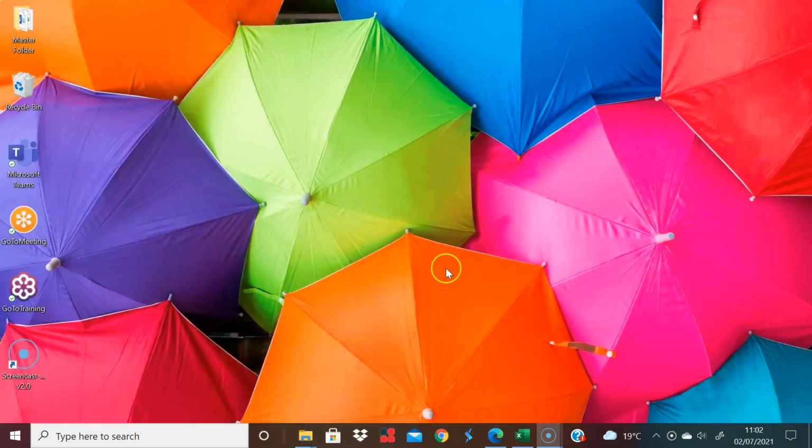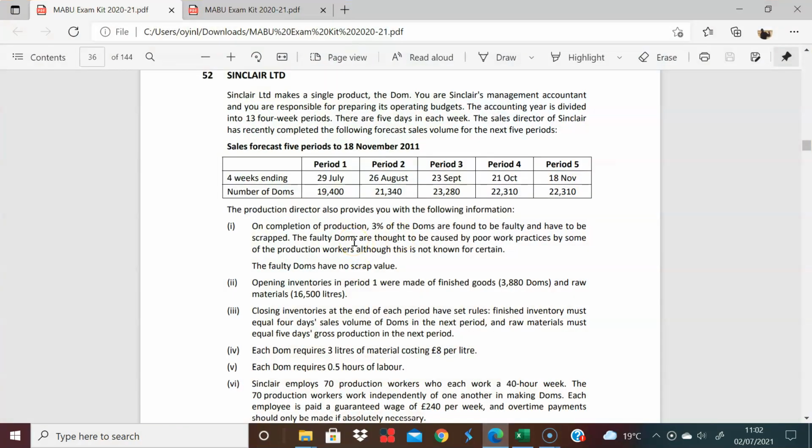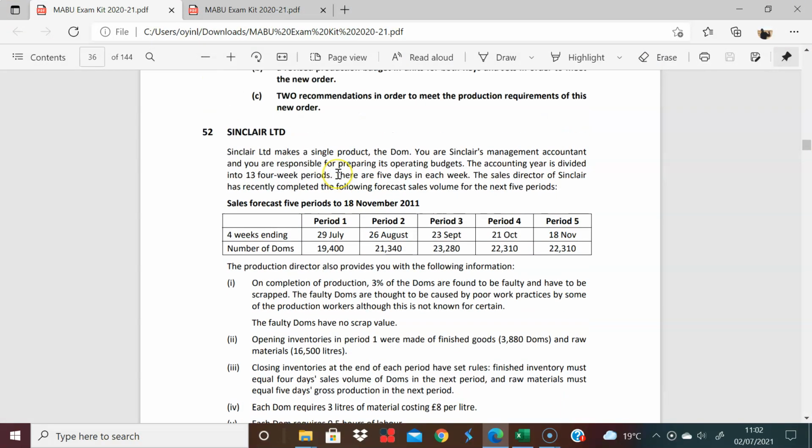So, what we're looking at now is question 52. Question 52, Sinclair. So let's just read through this and see where we're going here. It says Sinclair makes a single product, the DOM, you're the MA, and you're responsible for preparing its operating budgets. The accounting year is divided into 13 4-week periods. There are 5 days in each week. The sales director has recently completed the following forecast.